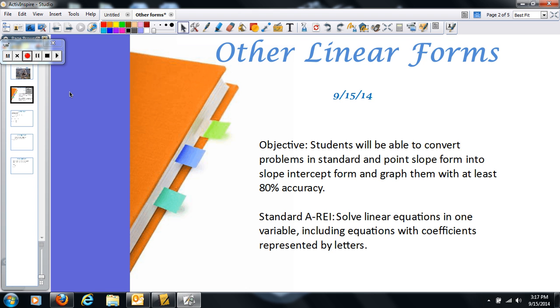Obviously, it's 9/15/2014. And the objective is that students will be able to convert problems in standard and point slope form into slope intercept form and graph them with at least 80% accuracy.